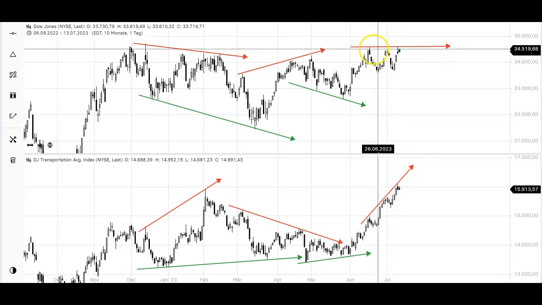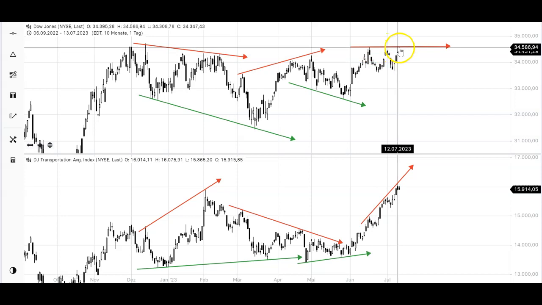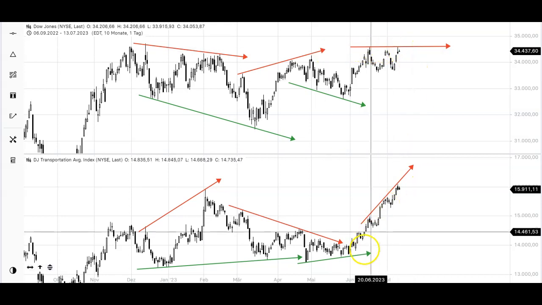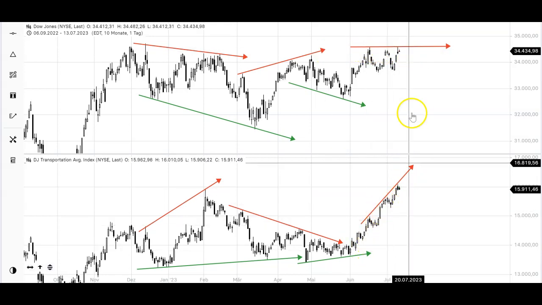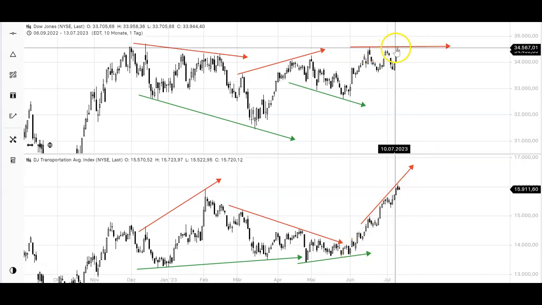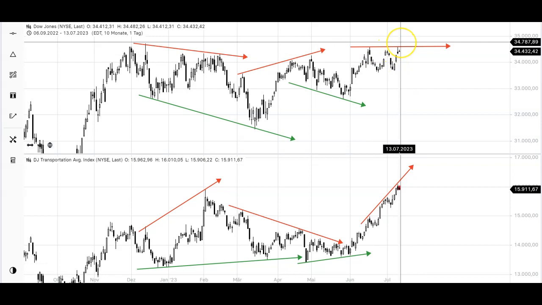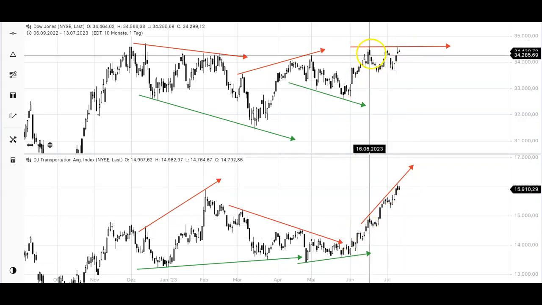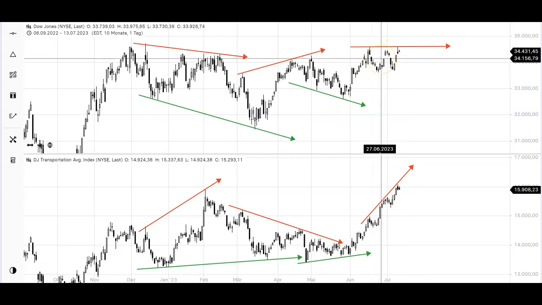And if we are very precise, because that high here is 2 points lower than this one, we are not making new highs yet, but the transportations are doing new highs. So that negative divergence is still present, but be careful, once we break up here, then this divergence dies, and there could be a brutal move to the upside. Just keep that in mind.